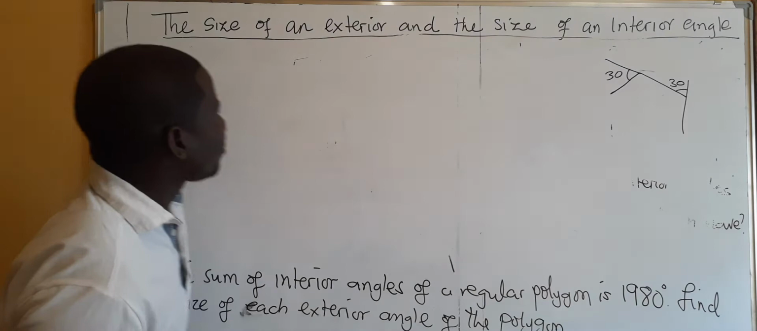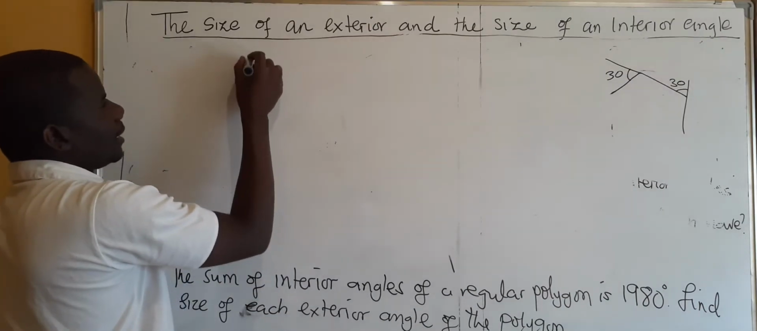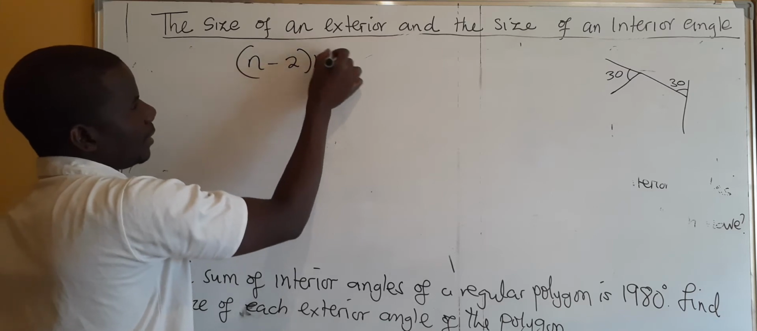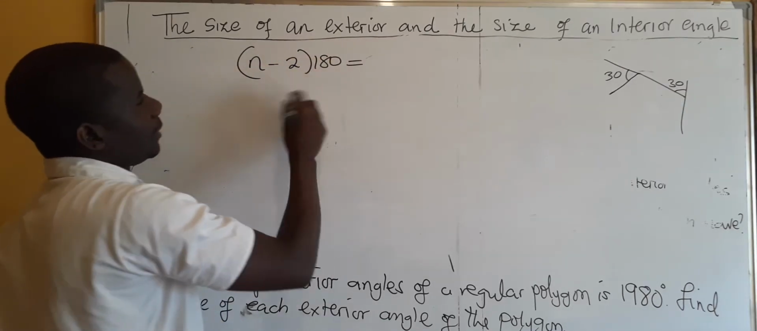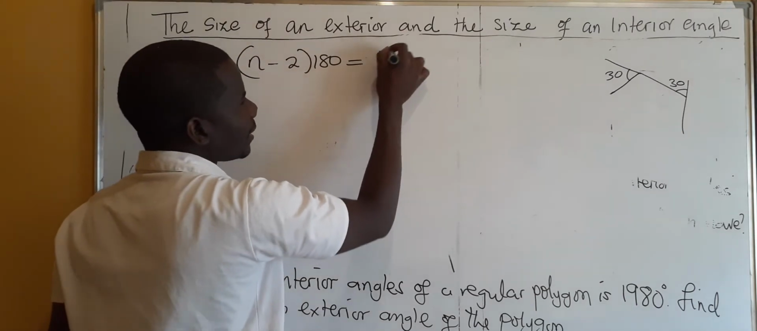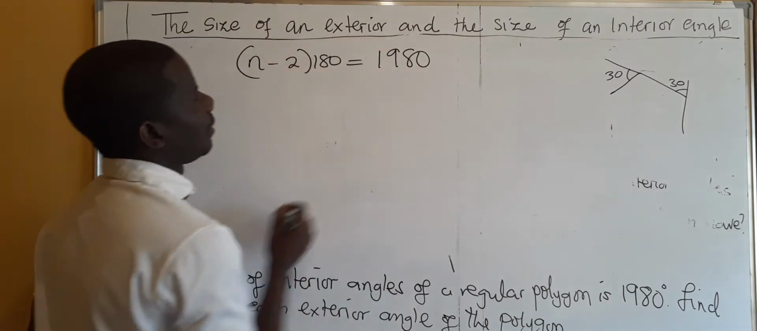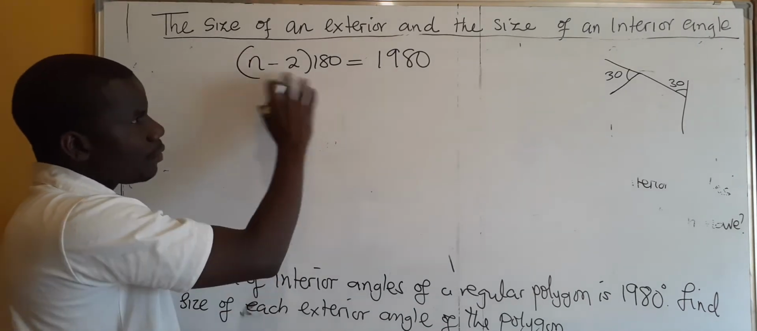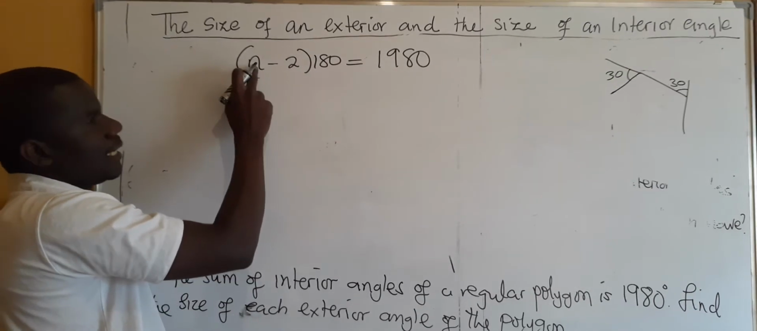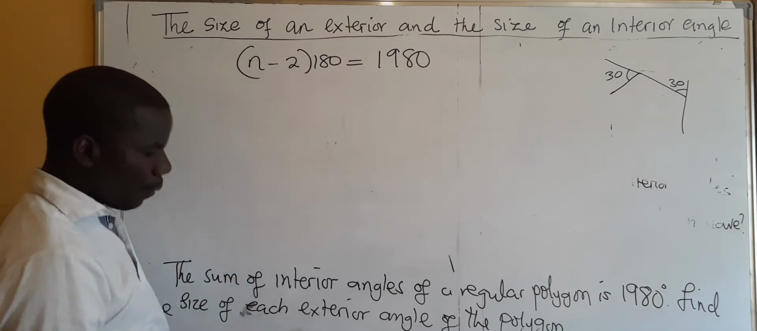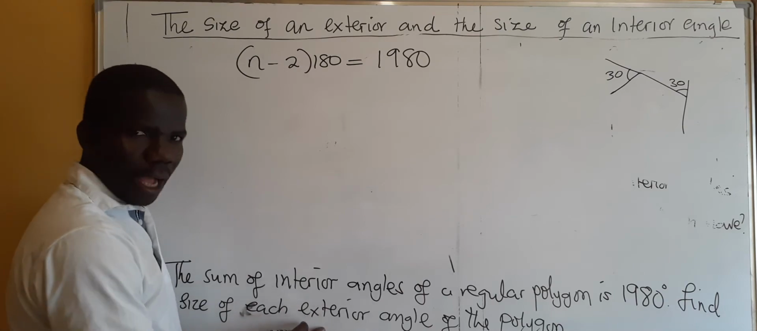So we need to go back to that formula which we were dealing with. This is the formula that was giving us the sum of the interior angles. So the sum of the interior angles has been given. So this is what we have to deal with now. Why are we using this formula? We want to find this n. It is the one that will help us find the exterior angle.